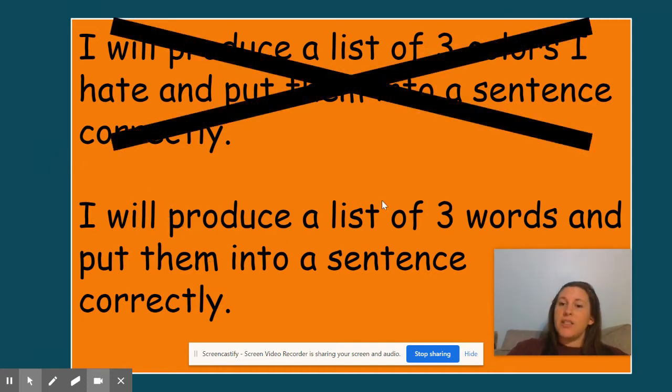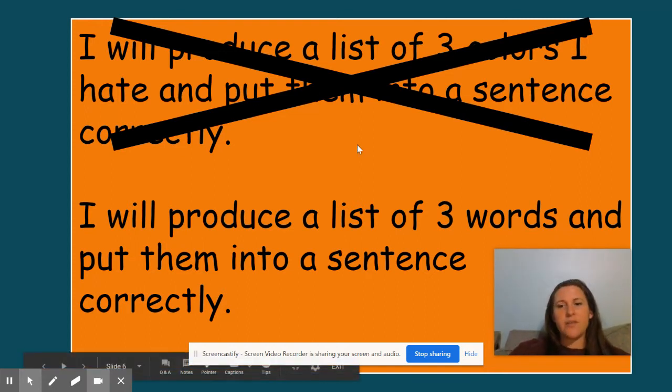I will produce a list of 3 words and put them into a sentence correctly. So we're not going to do colors. I'm going to make it a little bit more simple for you. That way you know that it doesn't just have to be colors that you can put in this list. It can be anything. And you guys have seen examples of this. So I think this I will statement will be a little bit easier for people to grasp, and hopefully we'll see better sentences on your classwork and writing today.